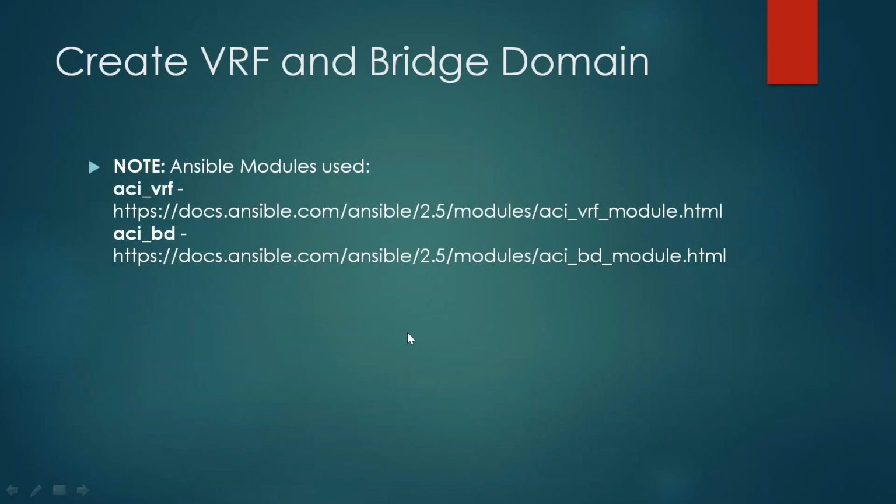In this section, I'm going to show you how you can create the VRF and the bridge domain inside the tenant. If you want more information, you can go to these URLs, ACI VRF and ACI BD, and check other options related to VRF and the bridge domain. Before creating these, let's go to our APIC controller and verify that we do not have any existing VRF and bridge domains.